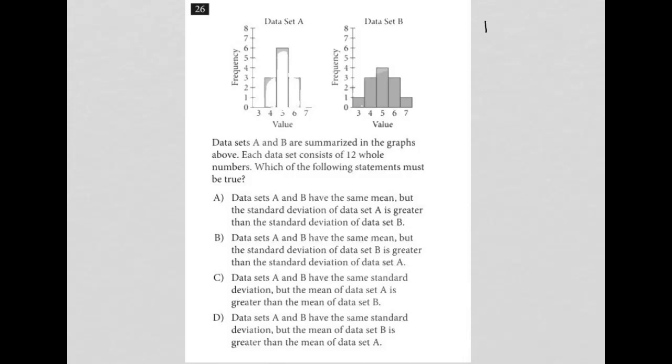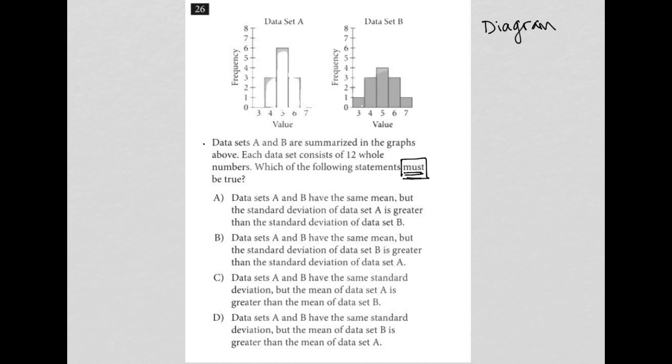So this question is a diagram question. We're told that we have data sets A and B, that they're summarized in the graphs above. Each data set consists of 12 whole numbers. Which of the following statements must be true? So must be true. Very important. I like that word, right? So not could be true, but must be true.